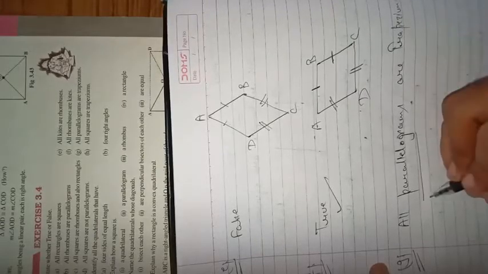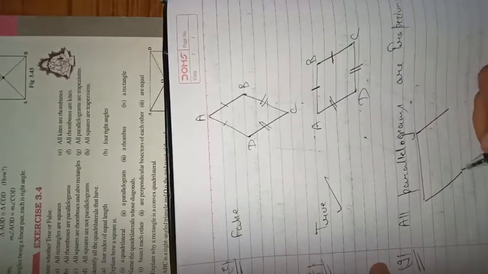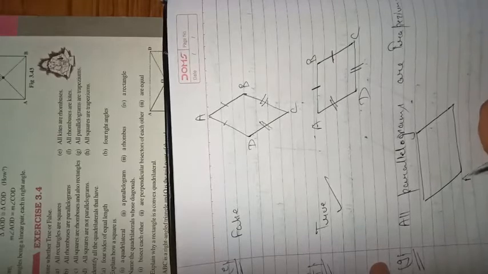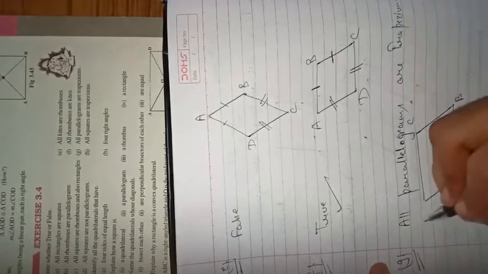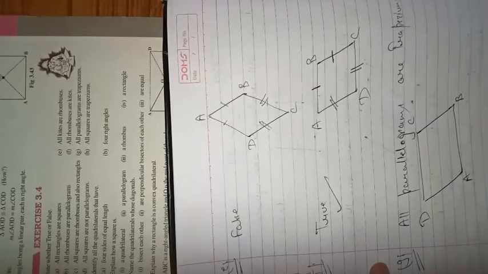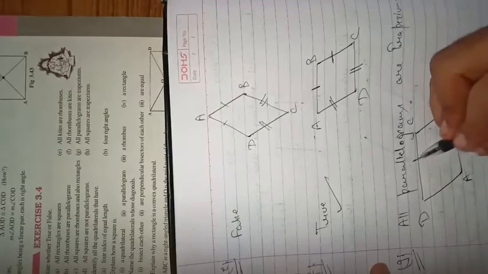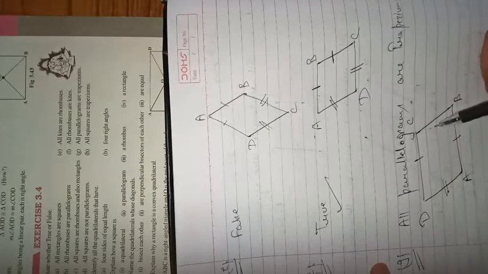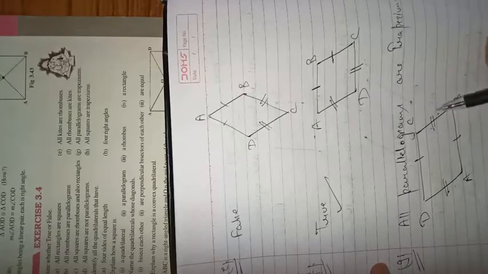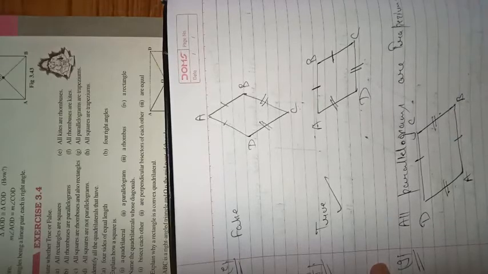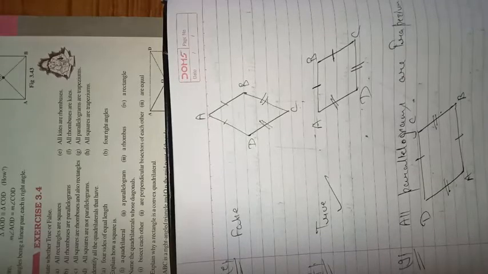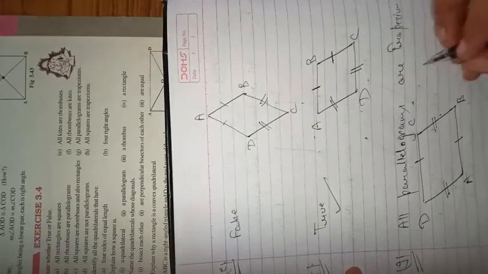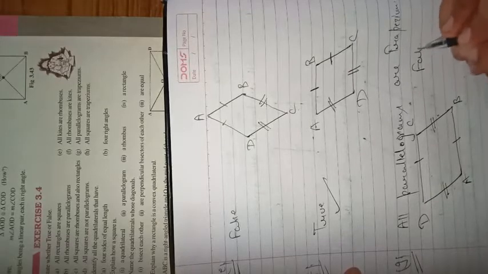So let us draw a parallelogram. I have drawn a parallelogram. Students, the property of a trapezium is that one pair of opposite sides is parallel, but the other pair should be non-parallel. But here, the other pair is also parallel for a parallelogram. So a parallelogram cannot be a trapezium, as for a trapezium only one pair of opposite sides should be parallel, not both pairs. So this statement is false.